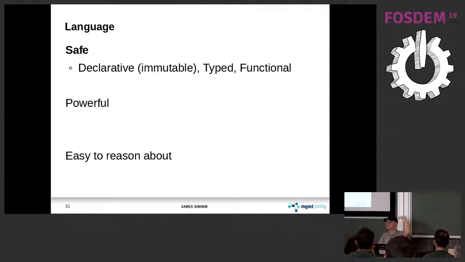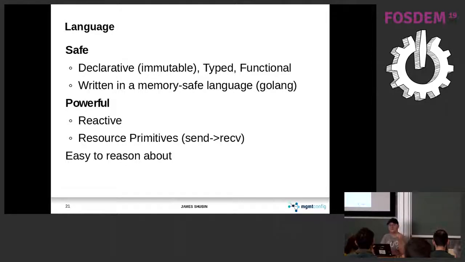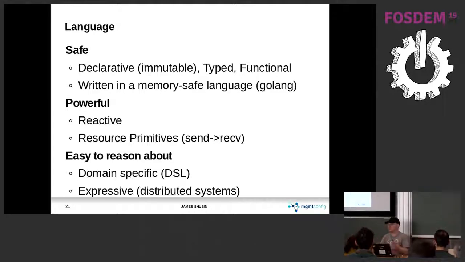So we want a language that's safe. In my case, declarative, basically immutable, I think is what you guys would call it. It's a functional typed language. The implementation is written in a memory safe language, so it's not some C horror show. Hopefully it's very powerful, so it's a reactive language that I'll show you about. And hopefully the language has some primitives that make it easy to understand what's going on.